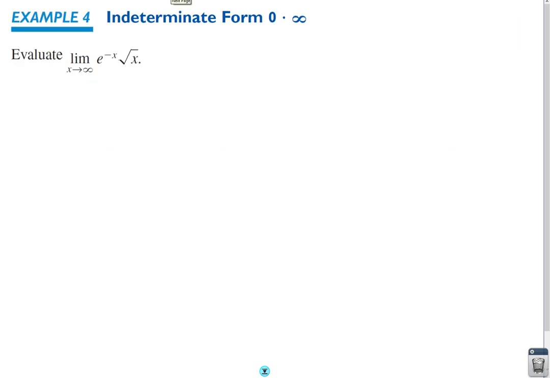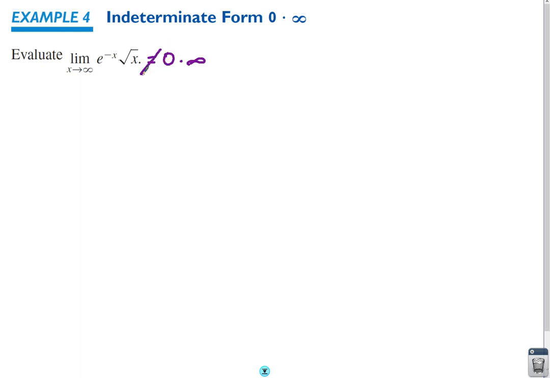So the indeterminate form of 0 times infinity. As we've already seen from the last slide, there are different answers to this, so just because we think we know what it is, we really don't, okay? So if I were to evaluate using direct substitution, so I plug in infinity, e to the negative infinity would be 0 times the square root of infinity, so infinity. So again, this is an indeterminate form, so destroy the evidence.